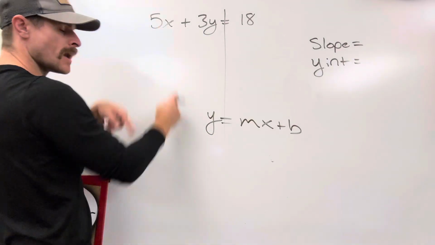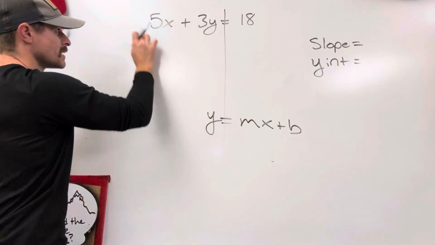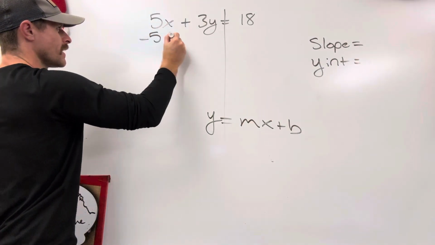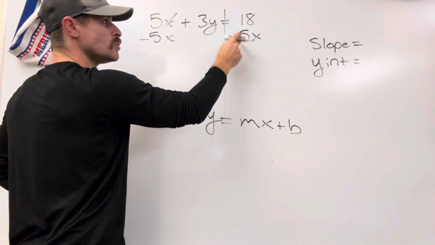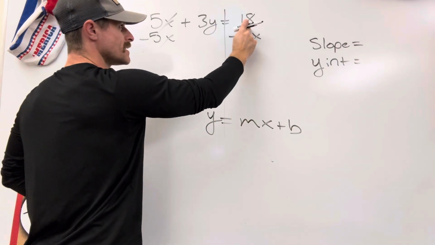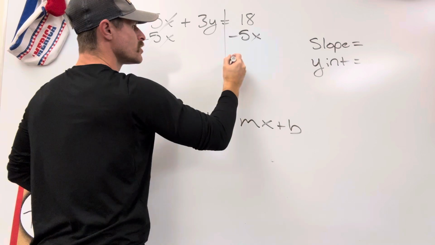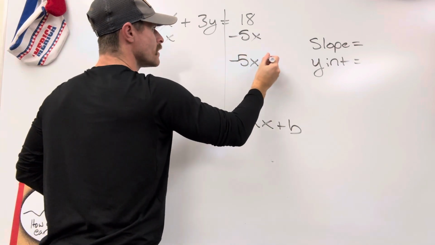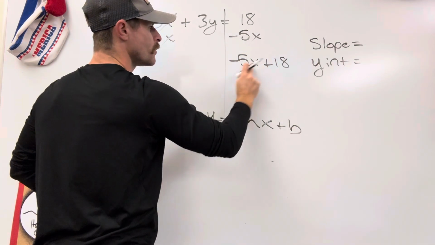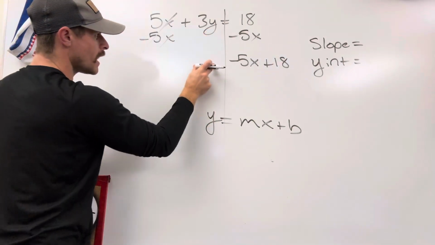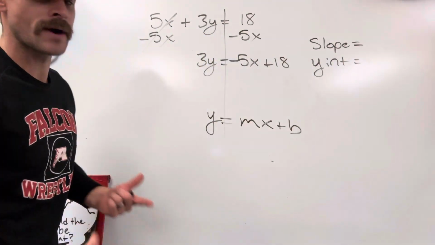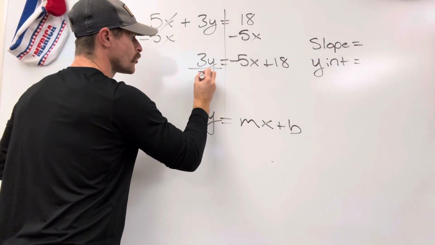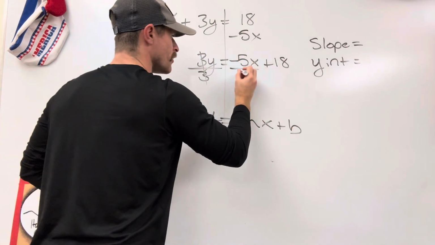Get rid of 5x. How do we do it? What's the opposite of positive 5x? Minus 5x. Cancels. Minus 5x over here. These two terms are not the same. This does not have an x, this does, so we cannot combine them. We're going to write them down as two completely separate terms. 3y is going to come down, and on this problem, we're going to end up getting a slope that's a fraction. I'm going to divide by 3, cancels, divide by 3.